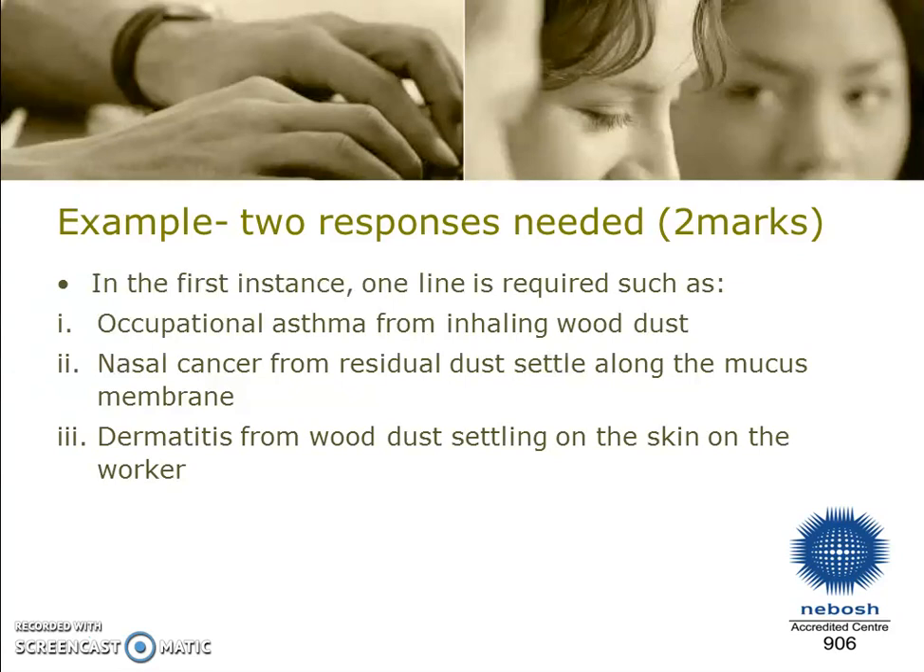In the first case, 2 marks would be the maximum marks available on that part of the question. Usually 2 responses are needed. In the first instance, the verb used is identify. As such, 1 line is required, such as occupational asthma from inhaling wood dust, nasal cancer from residual dust settled along the mucous membrane. And we have done a third one, dermatitis from wood dust settling on the skin of the worker.